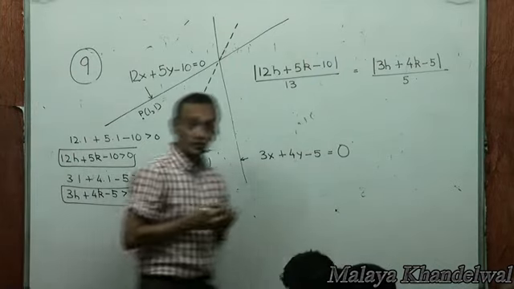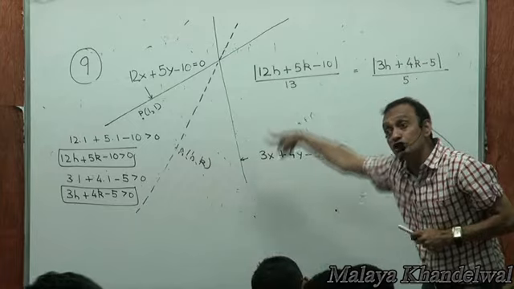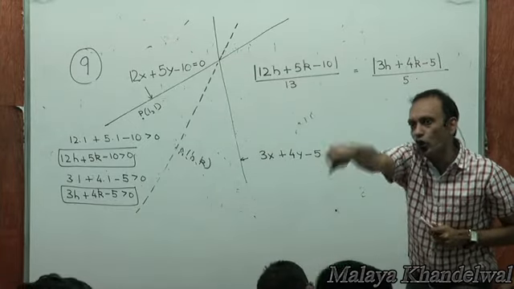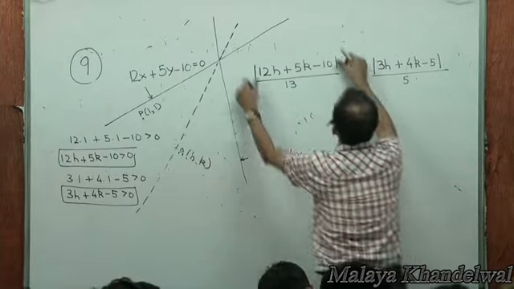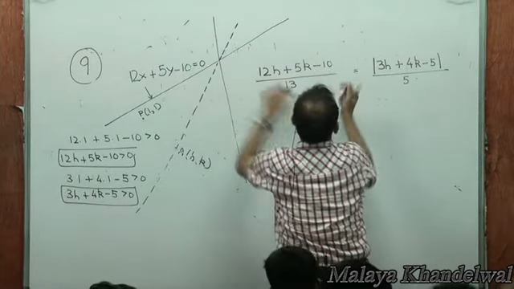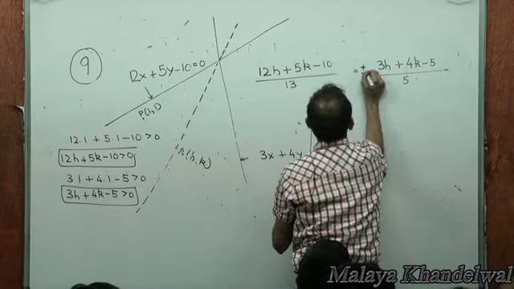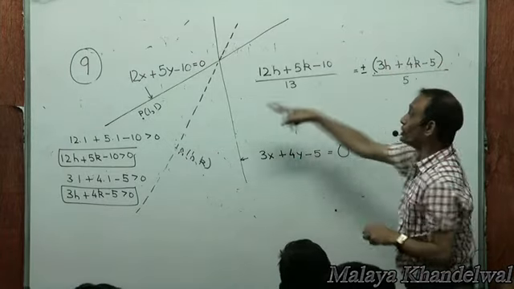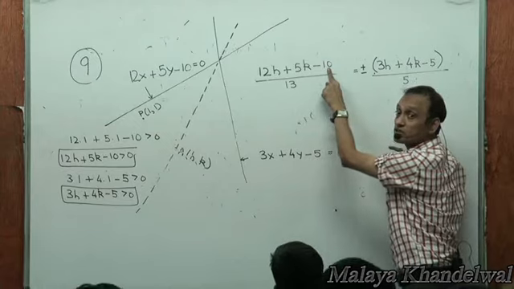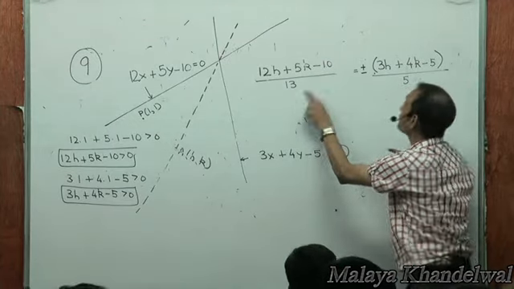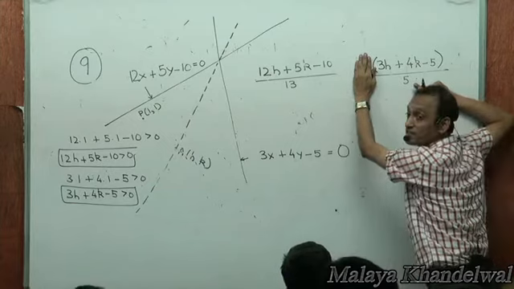Yes or no? If HK is a point on the angle bisector passing through a region containing (1, 1), are you all right with this or not okay with this? Now, if I strip the modulus, I get two possibilities, plus and minus. If HK is a point on this angle bisector, then 12H plus 5K minus 10 is positive. This by 13 is positive. Now, 3H plus 4K minus 5 is positive. So, this by 5 is positive.